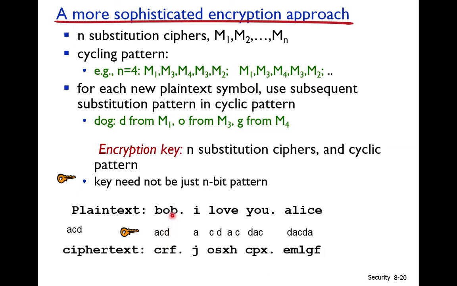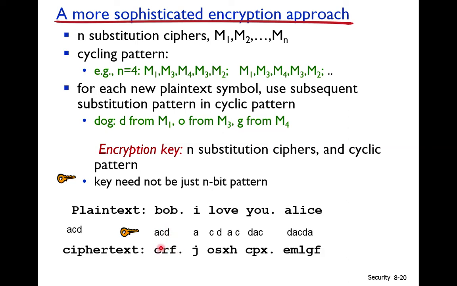Similarly here, B will be replaced according to the D position. The D position is fourth, so B will be replaced by the fourth next character: B, C, D, E, F. So you can see that here B is replaced by C and here B is replaced by F. This avoids the problem.